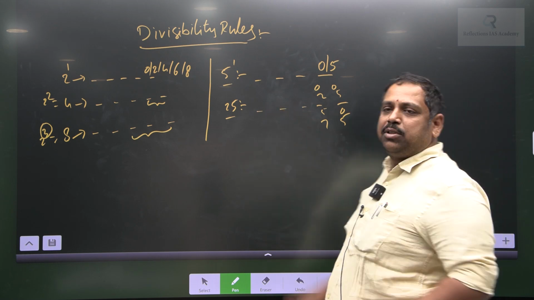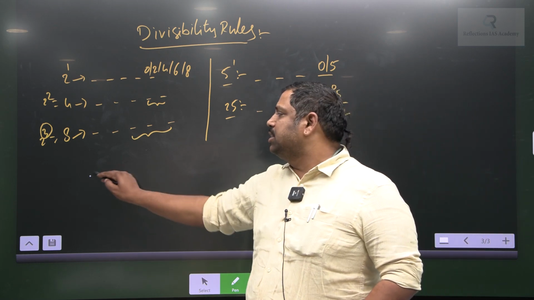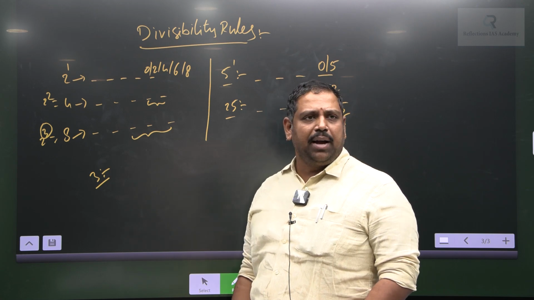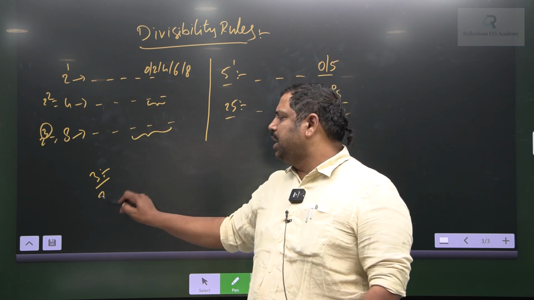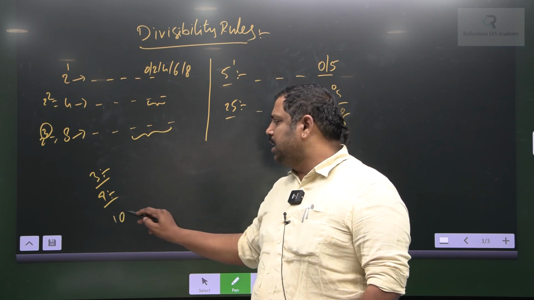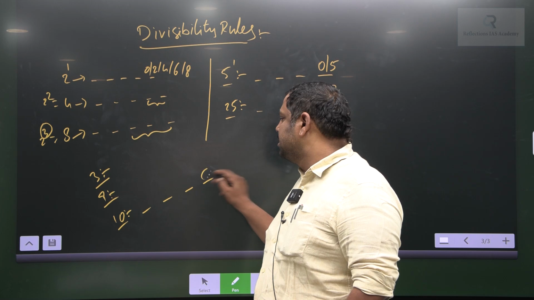So these are the divisibility rules for these ones. 3 and 9 have almost the same divisibility rule, right? For 3, the sum of digits should be divisible by 3. What's the divisibility rule of 9? The sum of digits should be divisible by 9. What's the divisibility rule of 10? The last digit should be 0.